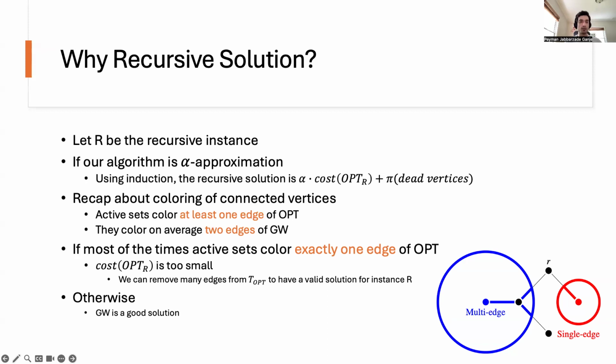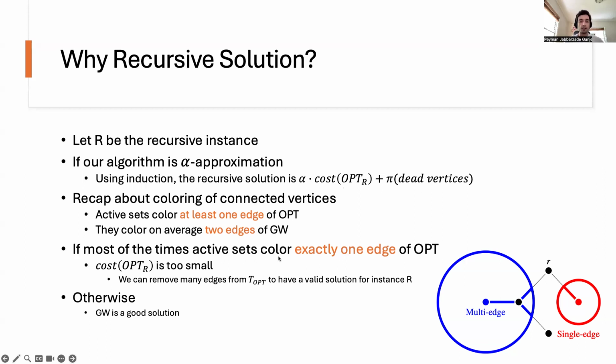So in this case, as we say here, the cost of our recursive solution is alpha times the cost of the optimal solution for the recursive instance plus some penalty, and the cost of the optimal solution for the recursive instance is small, so the recursive solution is good.